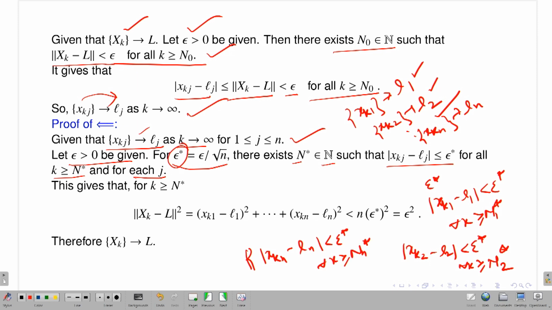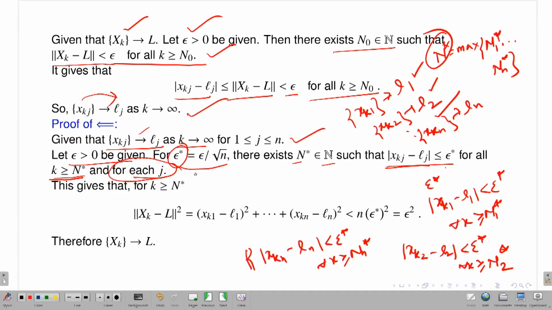Then what will I do? Take capital N star, which is nothing but the maximum of n1 star up to nn star. And this capital N star will work such that xkj minus Lj is less than epsilon star for all k greater or equal to N star, and that should be true for each j. That is the adjustment you have to do. So, each component sequence convergence will give you the existence of n1 star, n2 star, nn star. You take the maximum, and that maximum will work for all j running between 1 up to n. So, that is exactly what I have written.